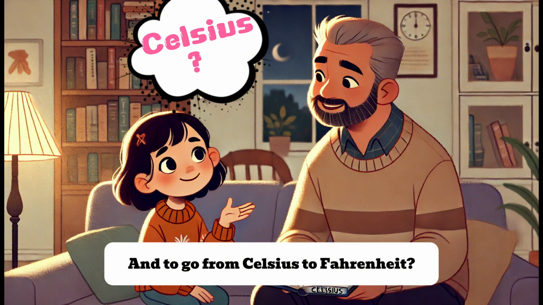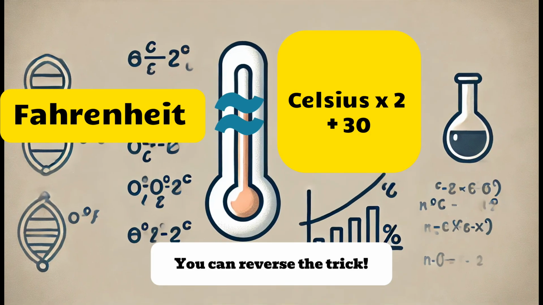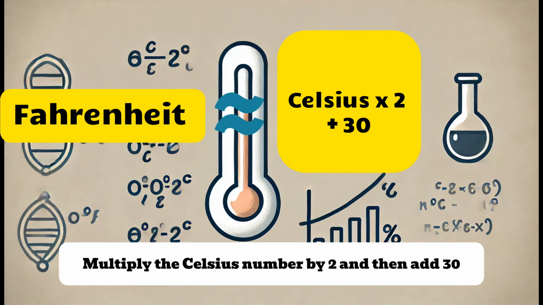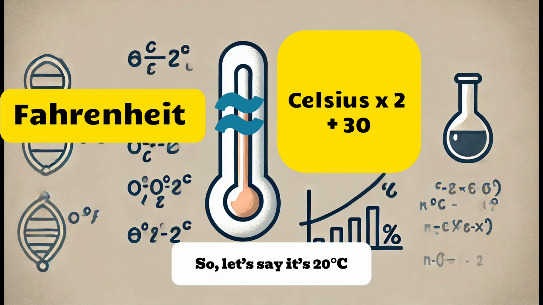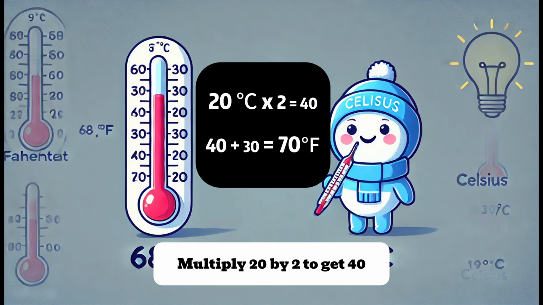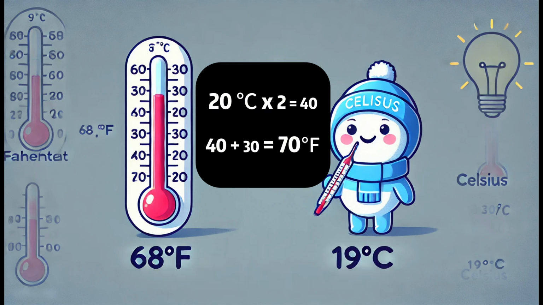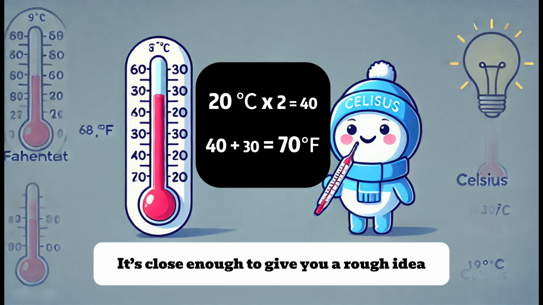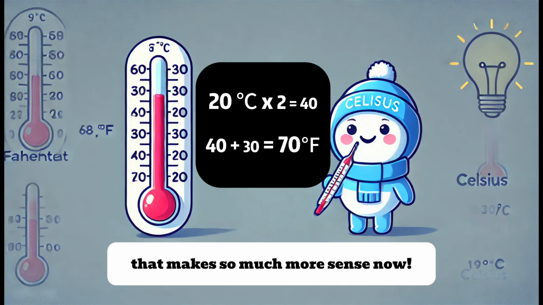And to go from Celsius to Fahrenheit? You can reverse the trick. Multiply the Celsius number by 2 and then add 30. So, let's say it's 20 degrees Celsius. Multiply 20 by 2 to get 40, then add 30 to get 70 degrees Fahrenheit. It's close enough to give you a rough idea. Wow, that makes so much more sense now.